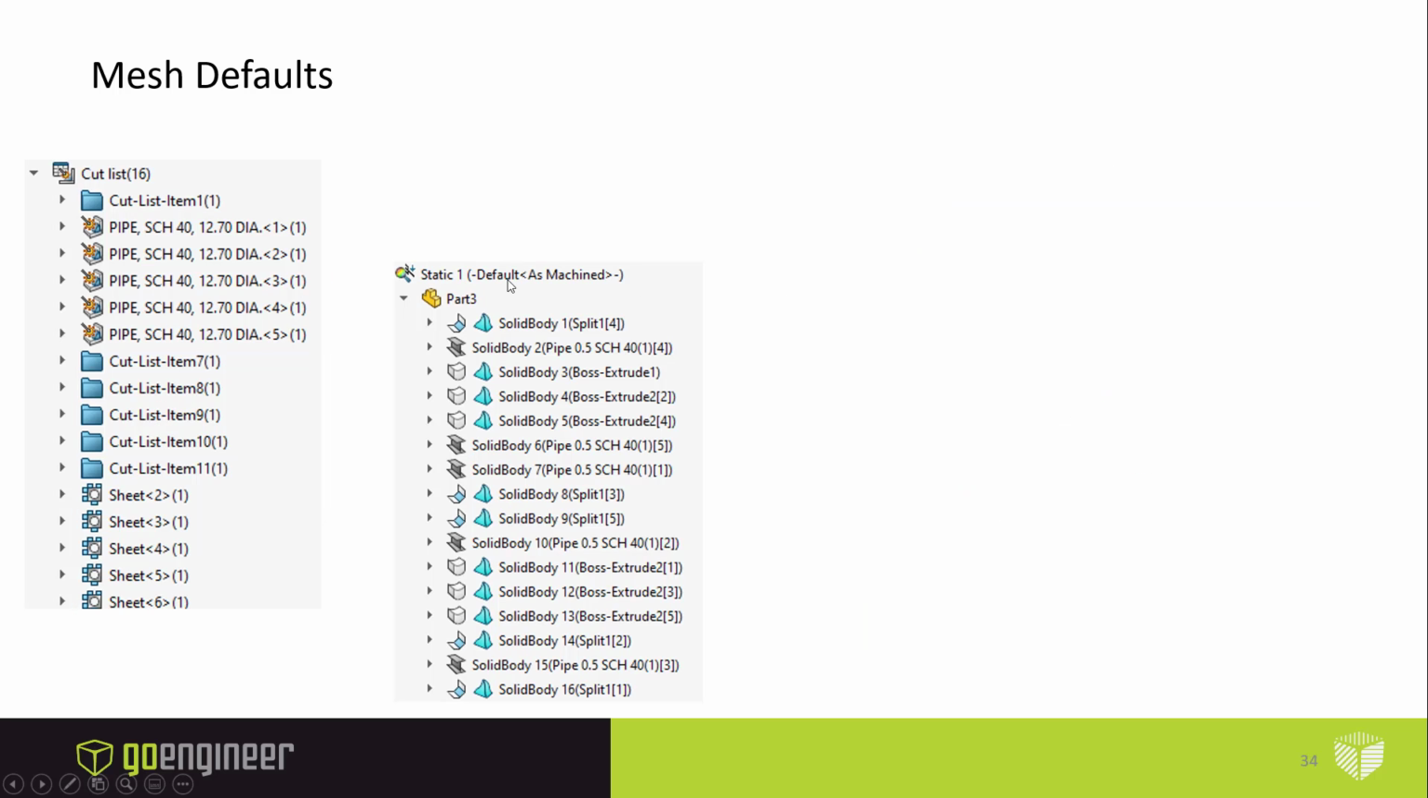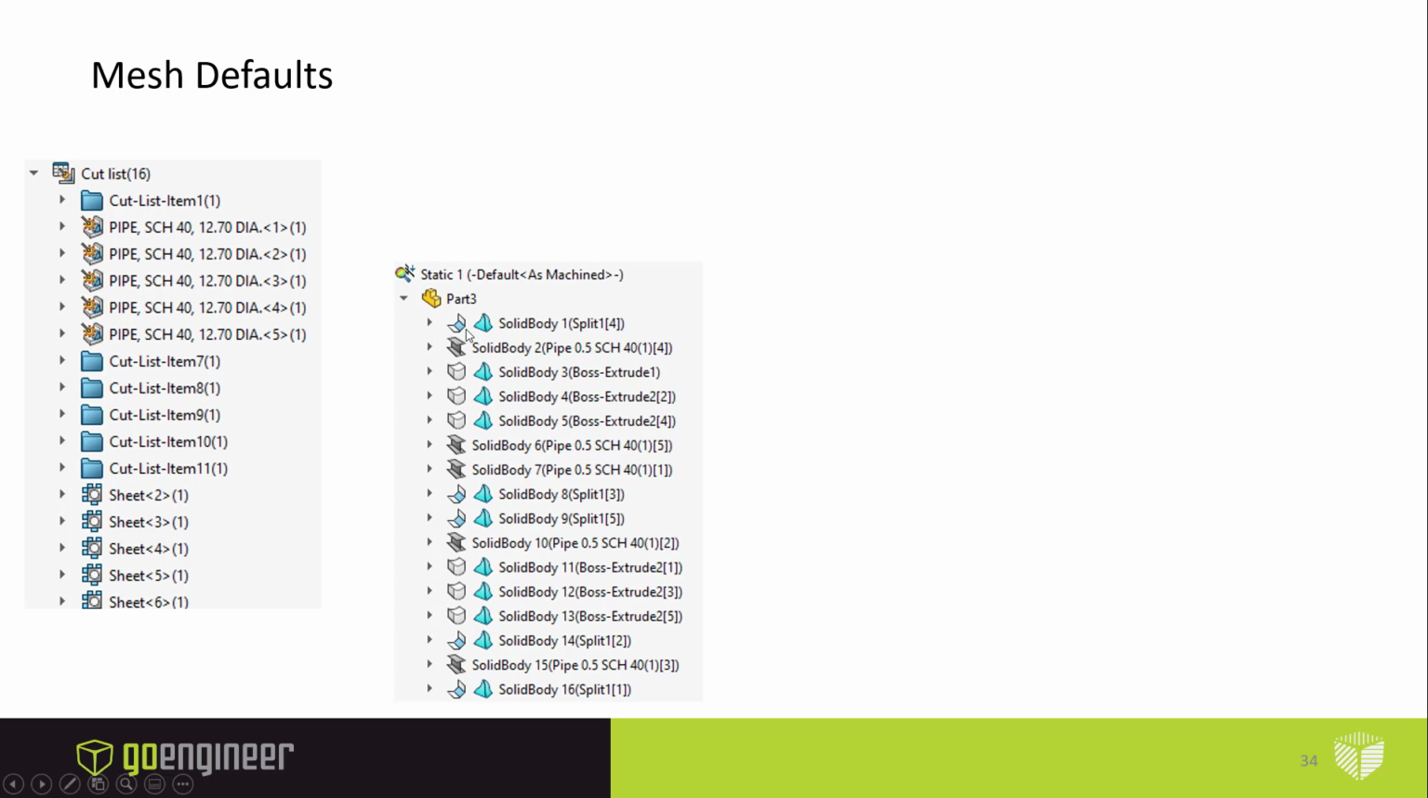If you've ever meshed an assembly that contained some sheet metal parts, some weldments, and some solid bodies, your simulation tree may have looked like this, with the sheet metal parts being meshed with shell elements, the weldment parts being meshed with beam elements, and everything else being meshed with solid elements.